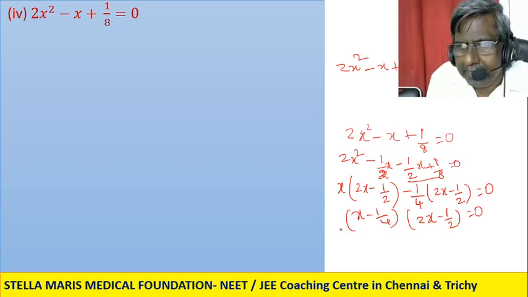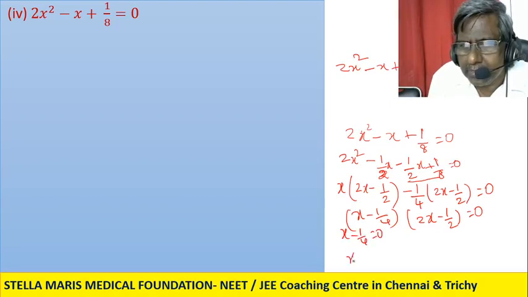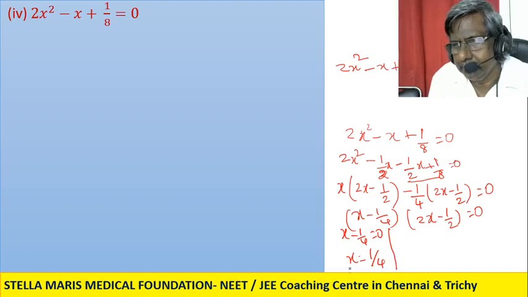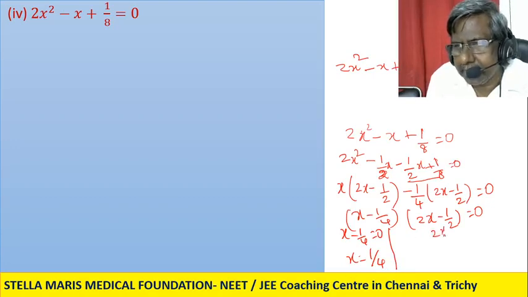Therefore, either x minus 1 by 4 is equal to 0, which means x is equal to 1 by 4. So, one answer you got. Here you get 2x is equal to 1 by 2. See, I am taking this half this side. So, x is equal to 1 by 2. This 2 will come down, so into 2, that is equal to 1 by 4.